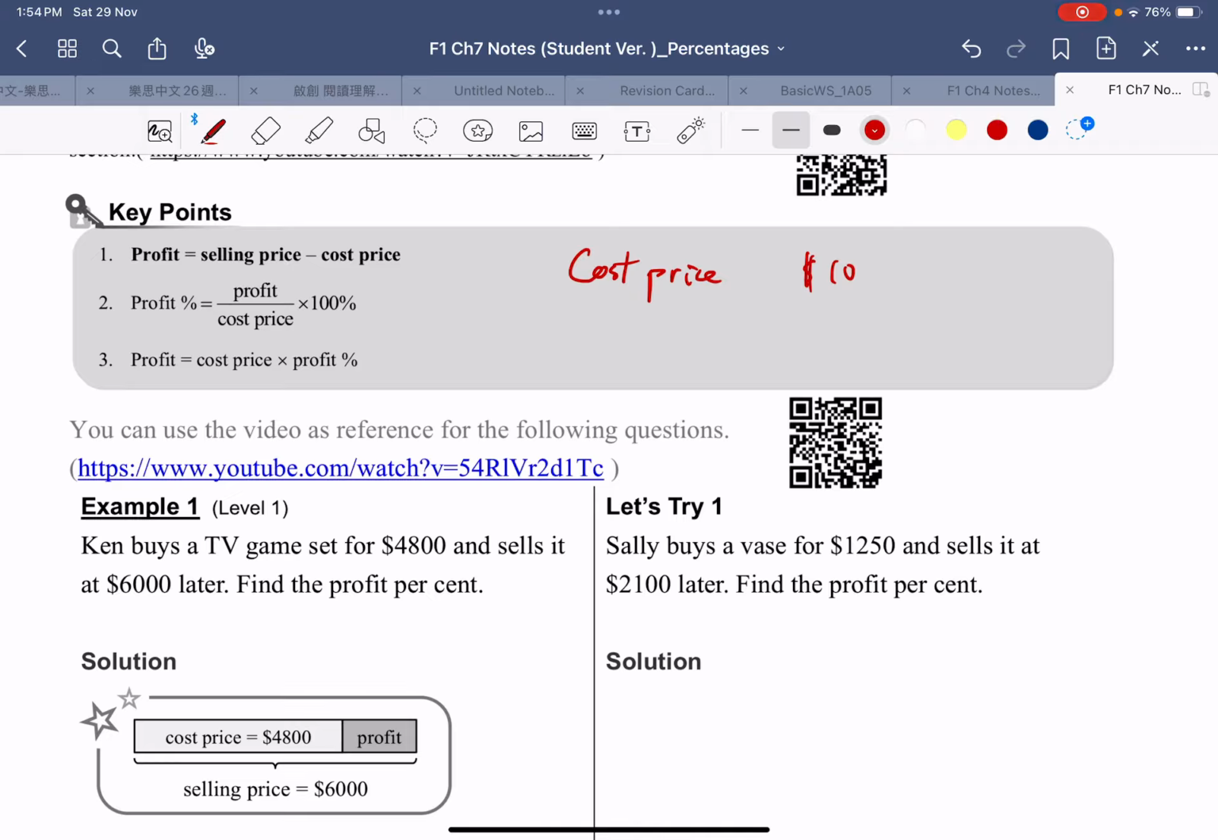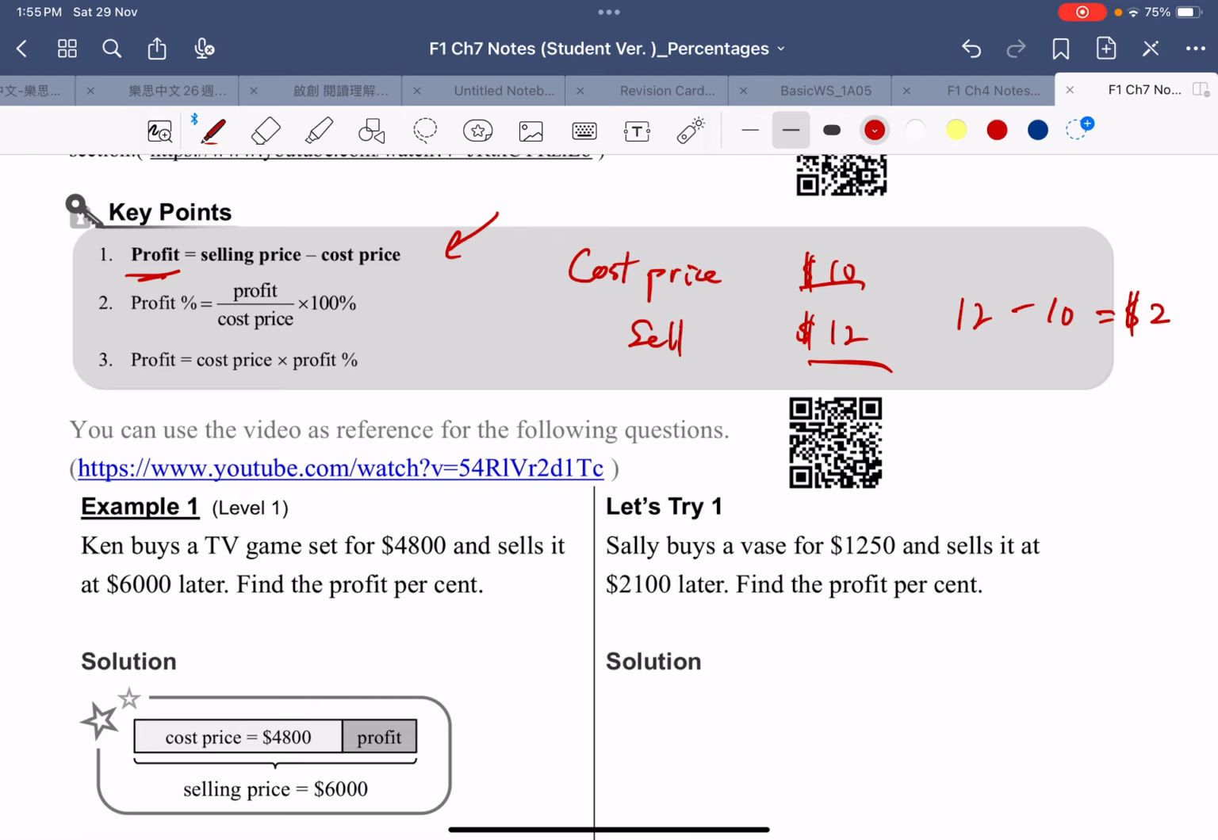I resell it for $12. Sell at $12. Then what is my profit? I sell it at this price and I used this price to buy it, so I earn some money, right? That's my profit. The 12 minus $10 equals $2. That's my profit, right? So we have the first equation here. Always think about it: selling price minus your cost gives you your profit.